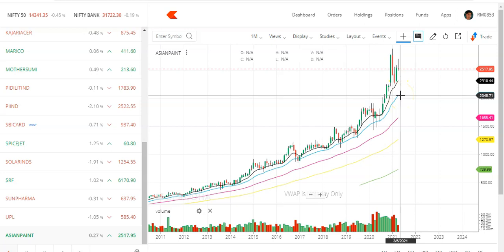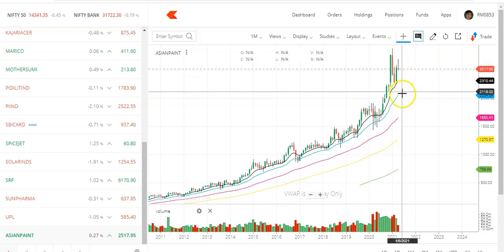So you think, I want to invest in Asian Paints only at the 20 EMA. So what is this price? 2048. You will not be able to place an order for this rate because of the circuit limits. Even if you place it, your order will get cancelled at the end of the day because the price is not going to fall to this rate in a single day.